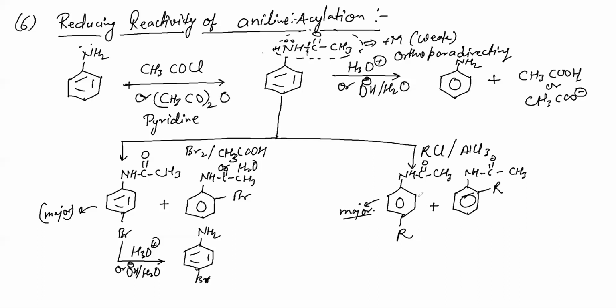But as I said, I want NH2. I don't want NHCOCH3. Perform its hydrolysis. So it is a tricky method. They will ask you the conversion, aniline into para bromo aniline. If you directly perform bromination, you will get multi product, multi substitution. So you will have to take this indirect path. All right, got it?